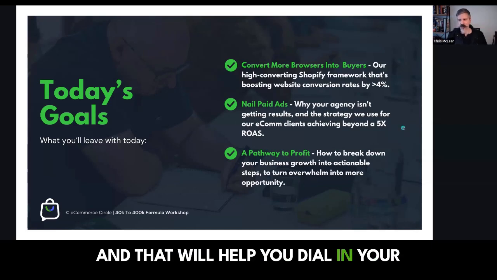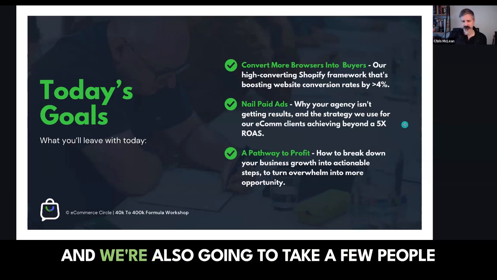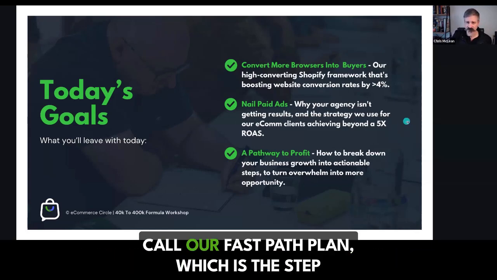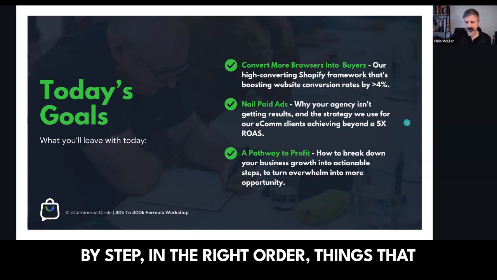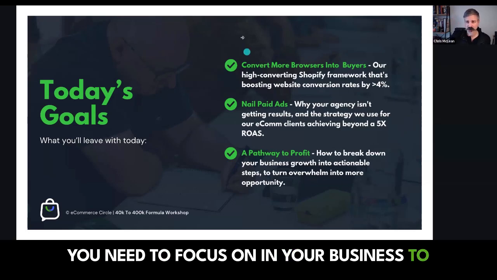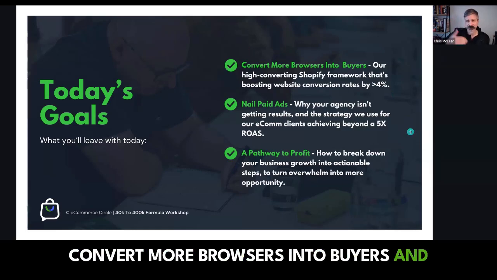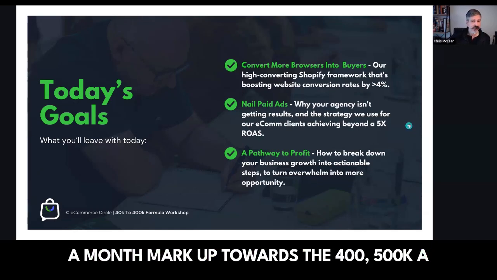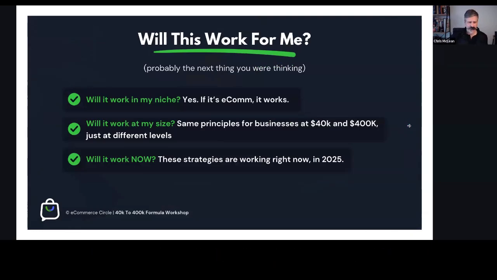That will help you dial in your paid ads and make them more profitable. We're also going to take a few people through our pathway to profit, which we call our fast path plan. It's the step-by-step, in the right order, things you need to focus on in your business to convert more browsers into buyers and move your business from that 40K a month mark up towards the 400, 500K a month mark.